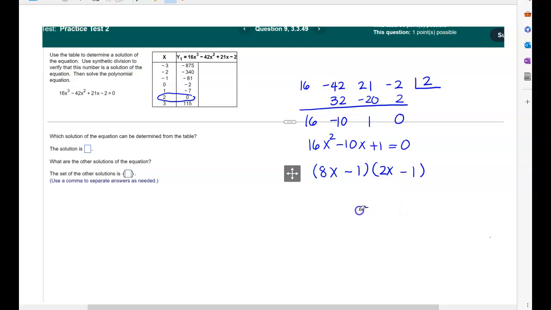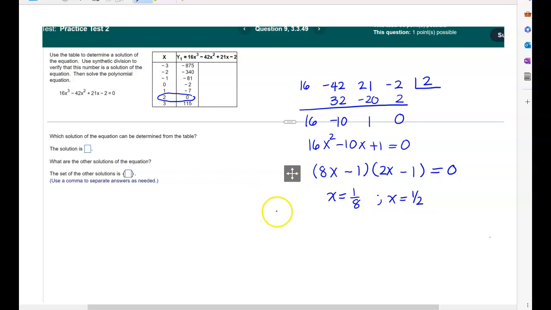Let's erase that. Now, you equate this to 0. Then you compute for the remaining factors. So you equate this to 0. For x, that is 1/8. The other one is x equals 1/2. So these are the zeros.